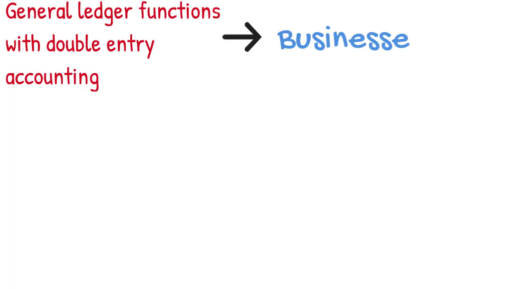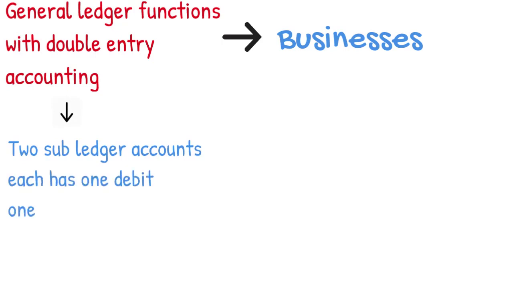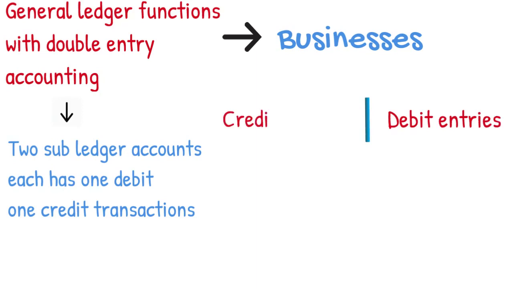How a general ledger functions with double entry accounting? A general ledger is used by businesses that employ the double entry bookkeeping method, which means that each financial transaction affects at least two sub-ledger accounts and each entry has at least one debit and one credit transaction. Double entry transactions, called journal entries, are posted in two columns, with debit entries on the left and credit entries on the right, and the total of all debit and credit entries must balance.